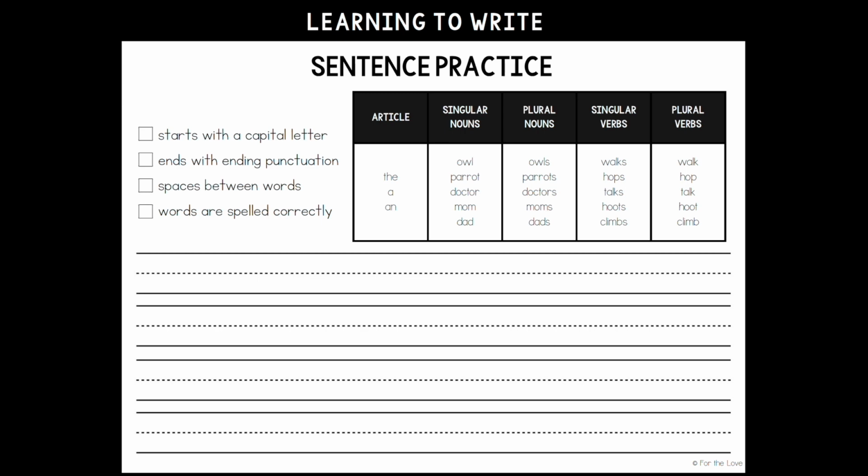Notice this time students are given three articles, the, a, or an, and then singular and plural nouns and singular verbs and plural verbs. So students will need to pick an article that is appropriate for whatever noun they choose, and then they need to match the singular nouns and singular verbs or plural nouns and plural verbs. Students can also use words not on the word bank if they want, or if you have a classroom word bank based on what you are learning in science and social studies, that's even better.